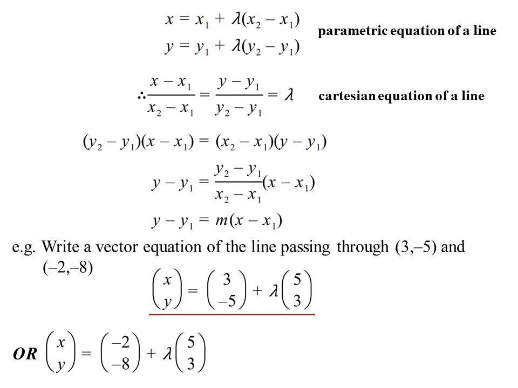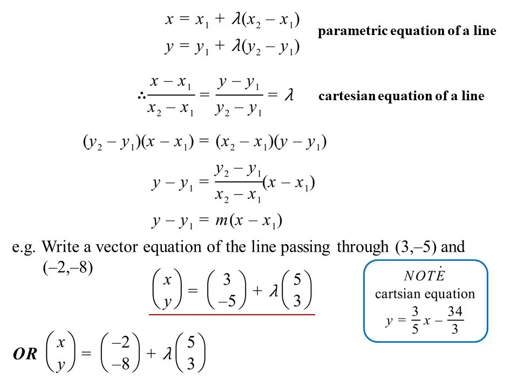Of course, I could have just as easily written it this way. That is also a vector equation. So that's the thing with vector equations of a line. There's not one answer. There's lots of different vector equations of a line because you could pick any point you like that's on that line. Now, depending on which point you pick, you would end up with different values of lambda for different points.